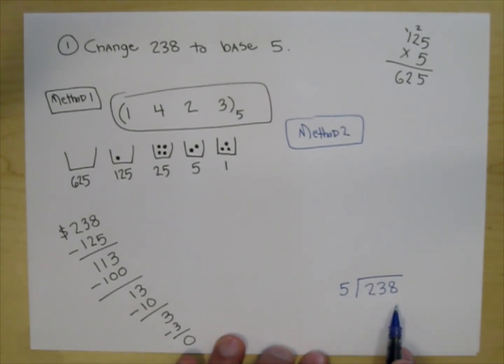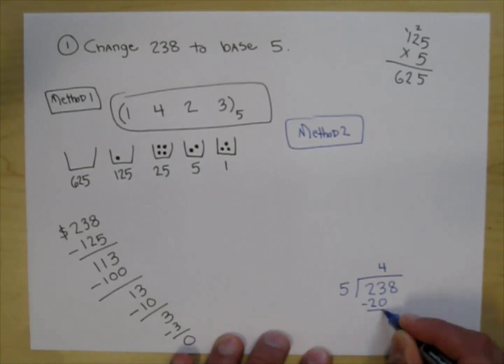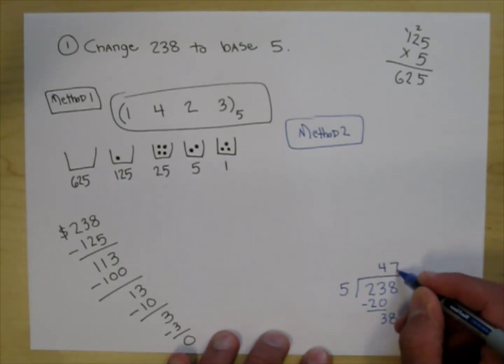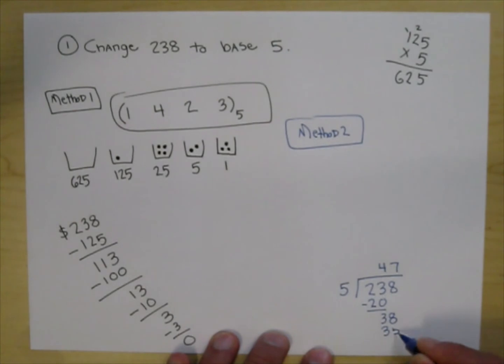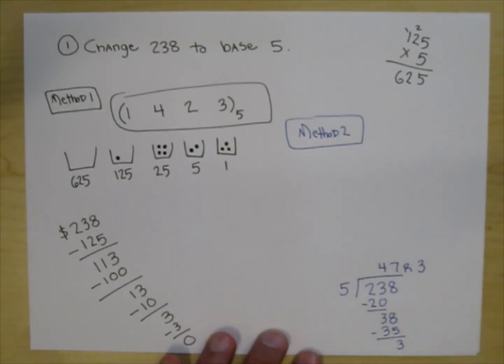5 goes into 238. Okay, 5 goes into 23 4 times. 4 times 5 is 20. We subtract, we get a 3. Bring down the 8, 5 goes into 38. 7 times 5 is 35. We subtract and we put a 3 there. Now it's important, this is our remainder, we're going to go remainder 3.